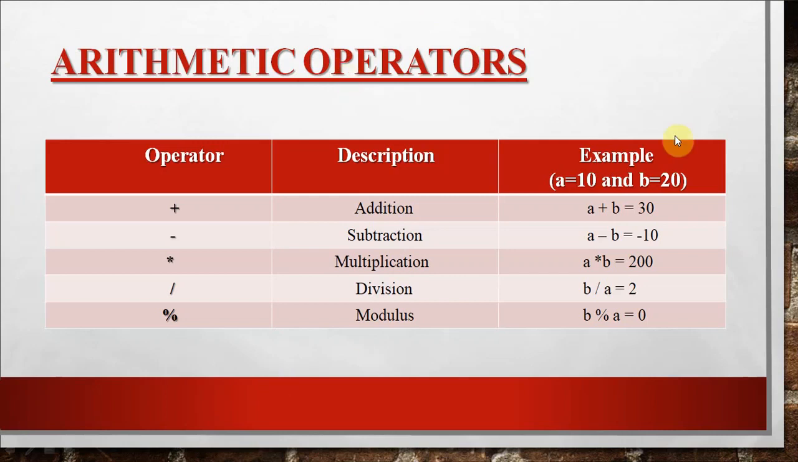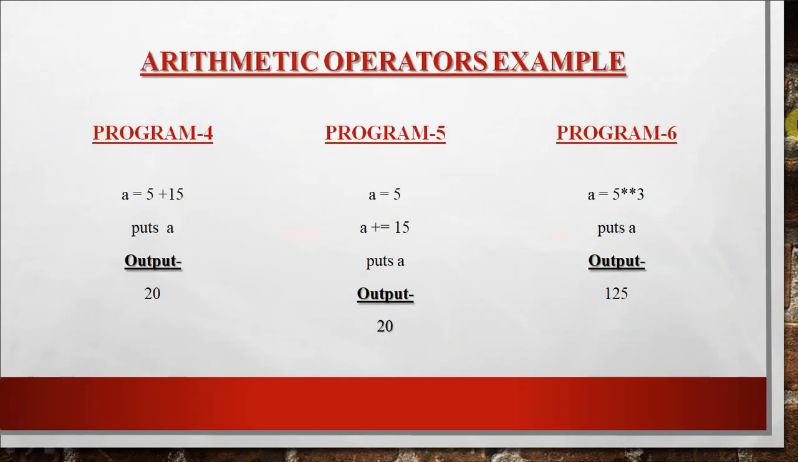So we can write statements like: if a and b are 20 and 10, then a plus b equals 30, a minus b equals 10. If a is 10 and b is 20, then a plus b equals 30, a minus b equals minus 10, a multiply b equals 200. It will calculate it, and b divided by a equals 2, it will calculate 2, and b modulus a equals 0. Modulus is used for the remainder. So this will be the output when we use these operators with the two variables a and b. These are the arithmetic operators, and the other operators are used the same way as the arithmetic operators are used.